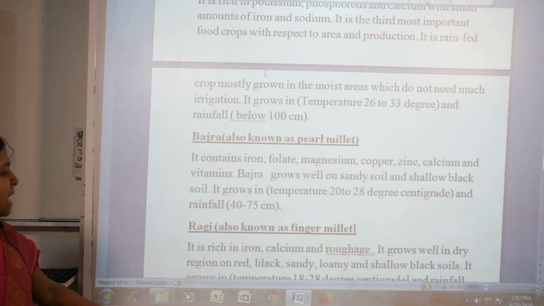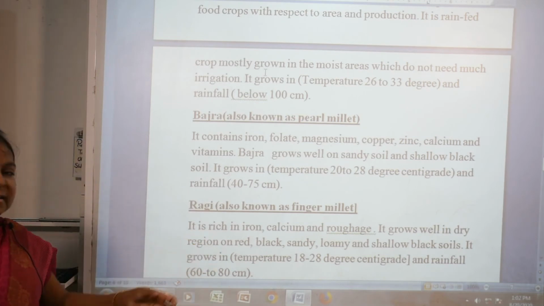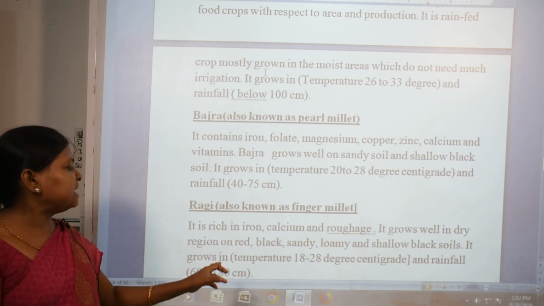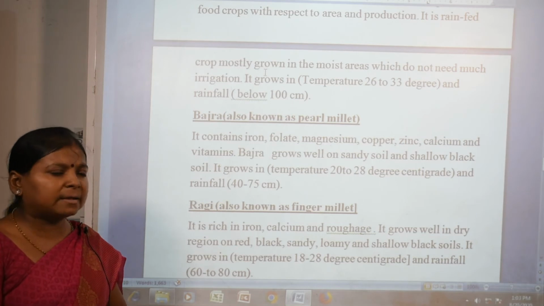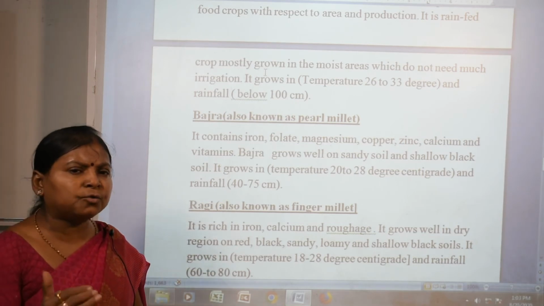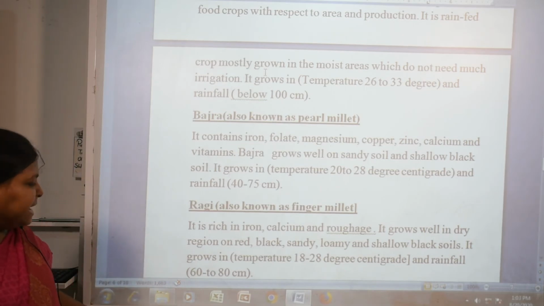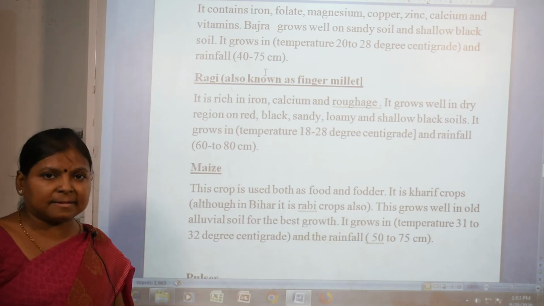Ragi. It is also known as finger millet. It is rich in iron, calcium and roughage. It grows well in dry regions and mostly in red, black and sandy, loamy and shallow black soils. It needs a temperature of 18 to 28 degrees centigrade and rainfall near about 60 to 80 centimeter. Next crop, that is maize.